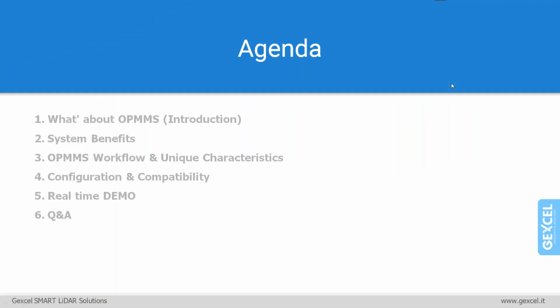Now, let's go quickly through today's agenda. We will see what the OPMMS is. We will have a brief introduction, underlining the system benefits. We will try to enter inside the OPMMS workflow with the unique characteristics of the solution. We will also see the configuration and the compatibility of the system, and then together with Antu, we will go inside a real-time demo of the solution.